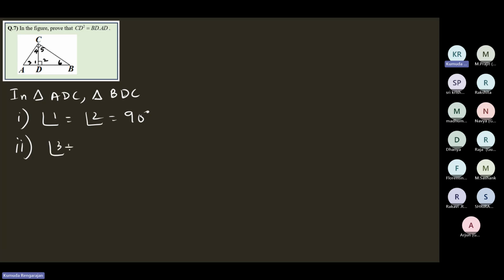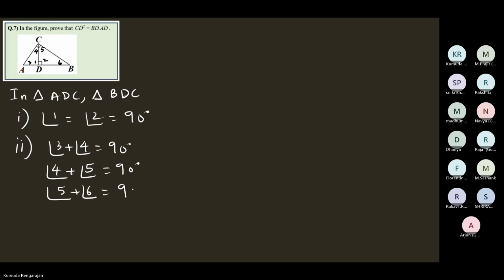So angle 3 plus angle 4 is 90. And then angle 4 plus angle 5 is 90 because the vertical angle is a right angle. And also angle 5 plus angle 6 is 90. Yes or no, children?